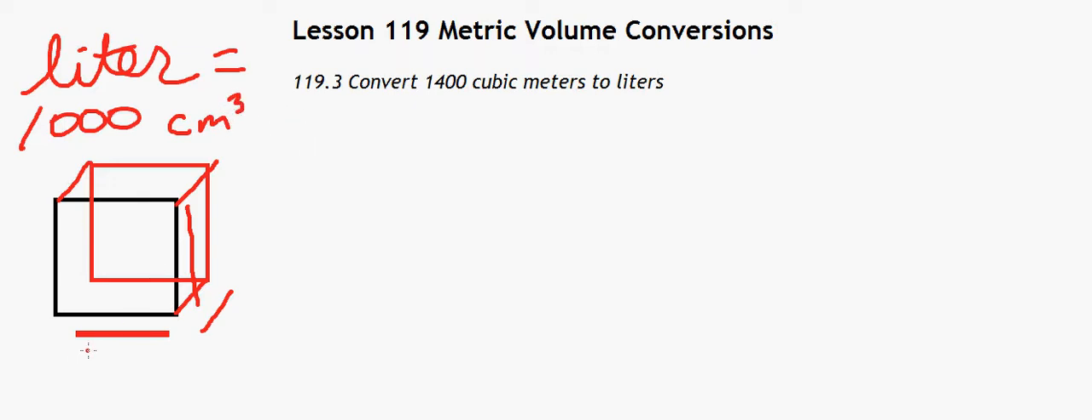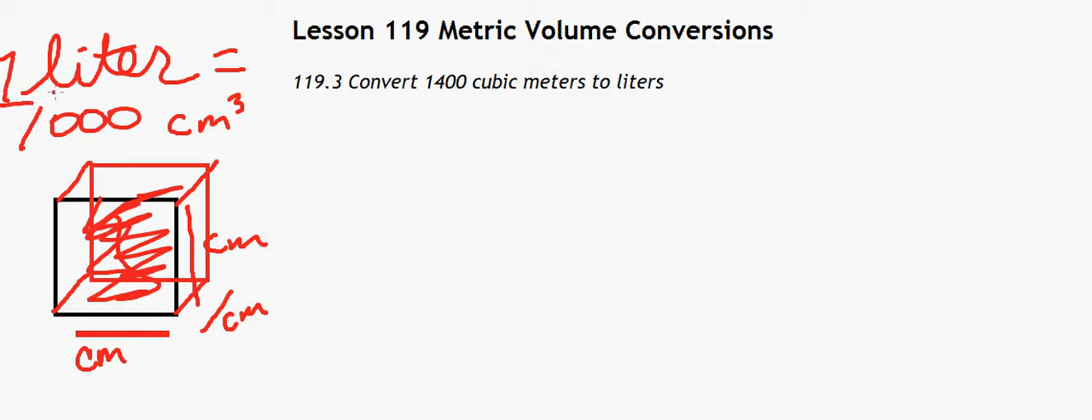Because let's say we're measuring, we've got a certain amount of centimeters here, a certain amount of centimeters this way, and centimeters this way. We get cubic centimeters by multiplying them all together. And if we get to 1,000 of them, that means the space that fills up this container is equal to 1 liter. Make sense? A liter is about 1.06 quarts, so just a little bit bigger than a quart. It's a big quart.